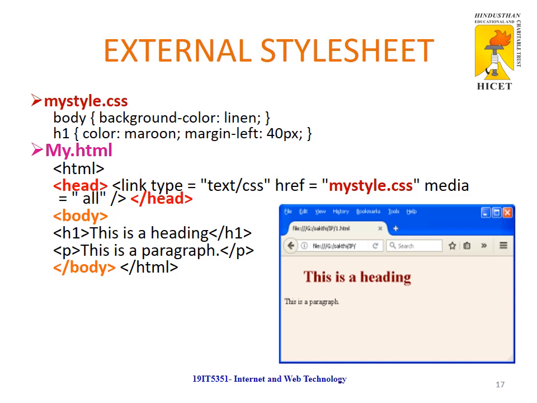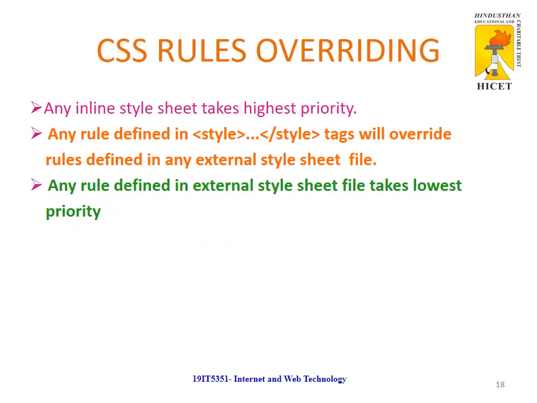So coming to our main program, my.html, it will be linked with our external style sheet, and the name of the external style sheet is mystyle.css. So inside the body section I have given two tags, H1 and P. For H1 and P, it will go and refer to mystyle.css and it will display the output.